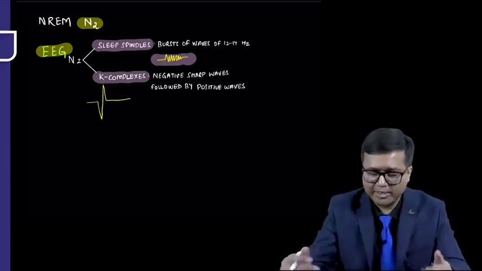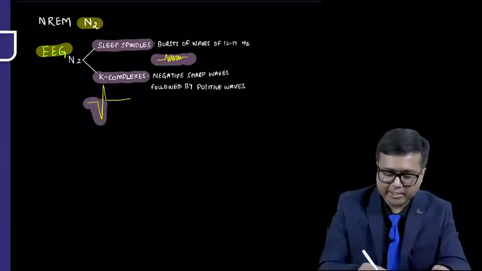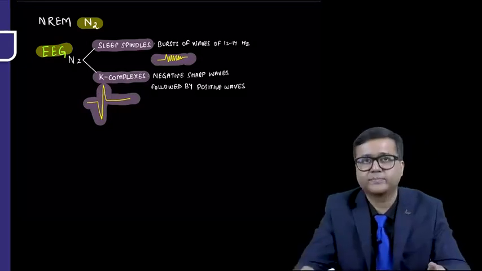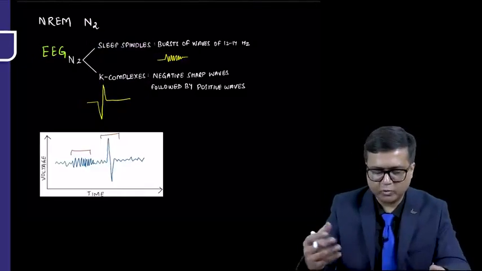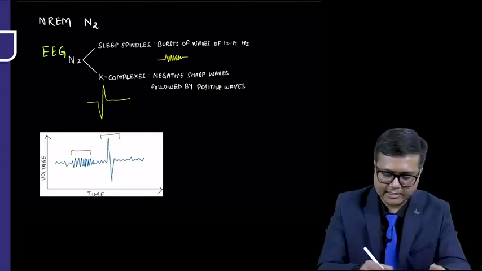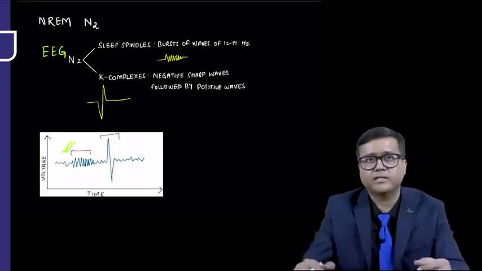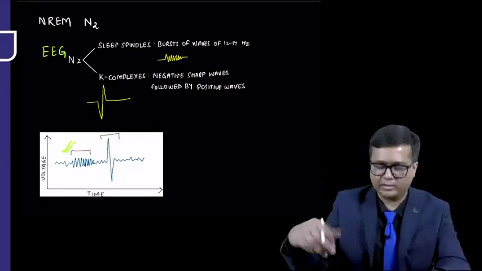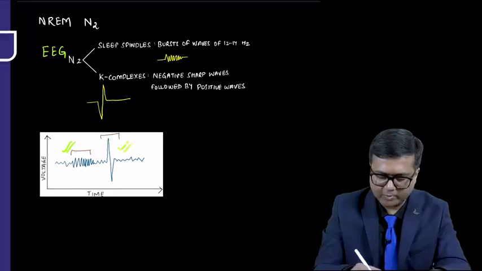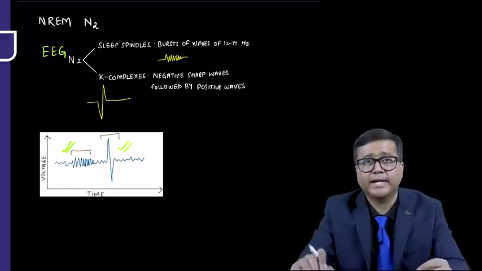So what are K complexes? These are sharp negative waves followed by positive waves. If you see the image which is shown, it is depicting sleep spindles, bursts of activity, and then K complexes are seen. So it is basically N2.